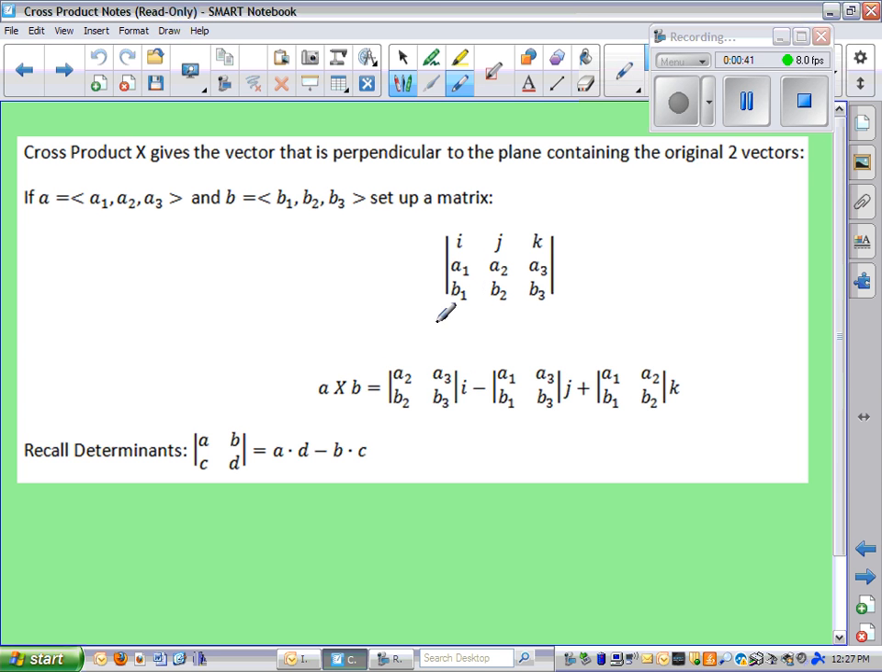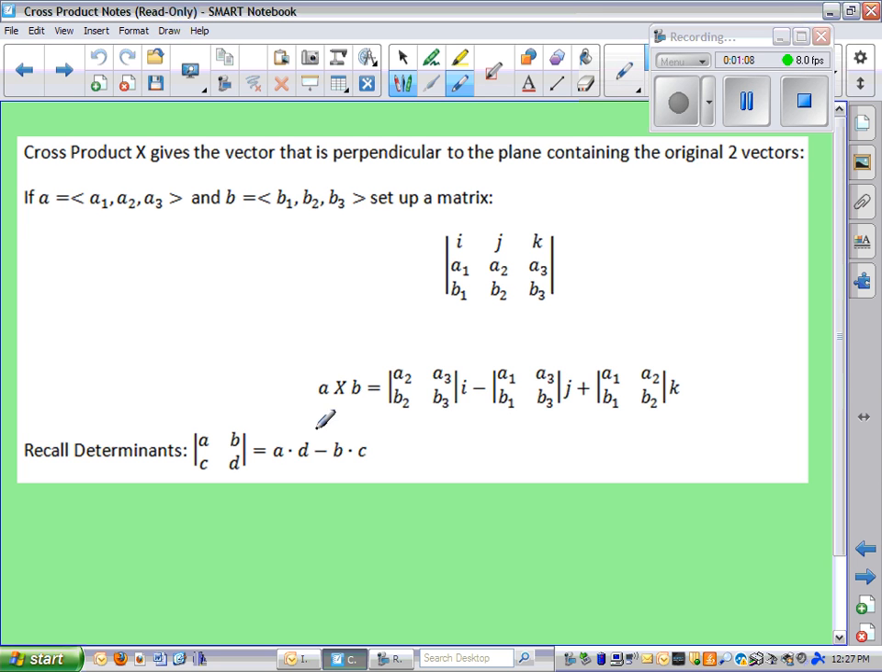So we're going to use the matrix. If we're trying to find our variable I, then we omit the I part of the matrix, so we just do the JK part: A2, A3, B2, B3. Then we're going to subtract. If we're looking for the J, we leave the J part out: A1, A3, B1, B3, plus when we're looking for K, we leave out the K part: A1, A2, B1, B2.